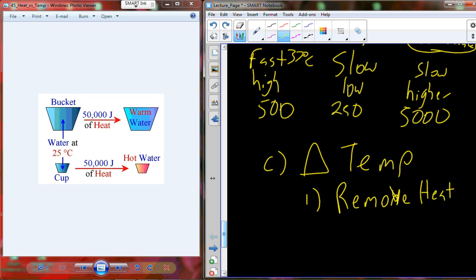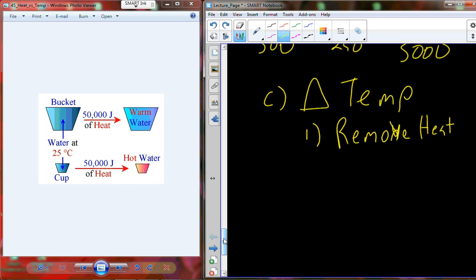So in the wintertime, we're getting ready to go into fall. Pretty soon we'll be in the winter. Temperatures drop. Air temperature begins to drop. We begin to remove heat from the surface of water. So to change temperature, we have to remove heat.